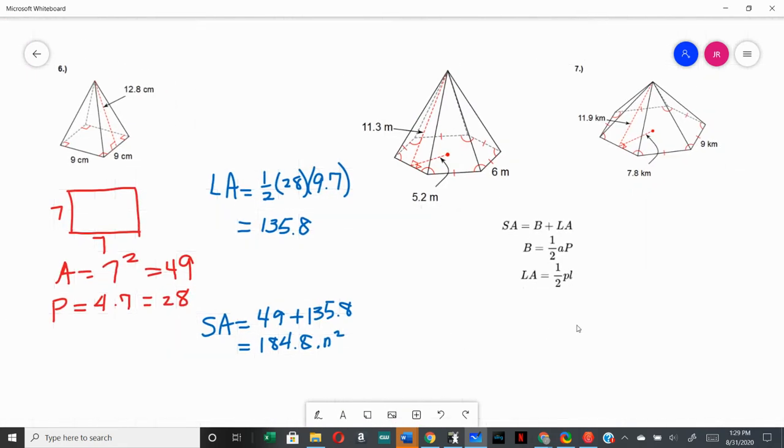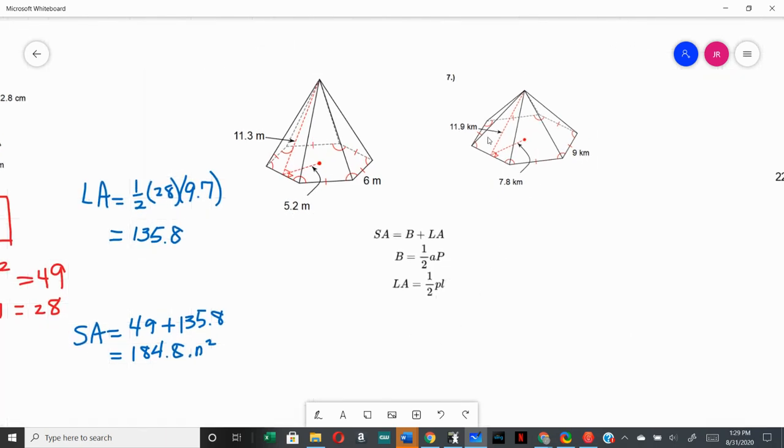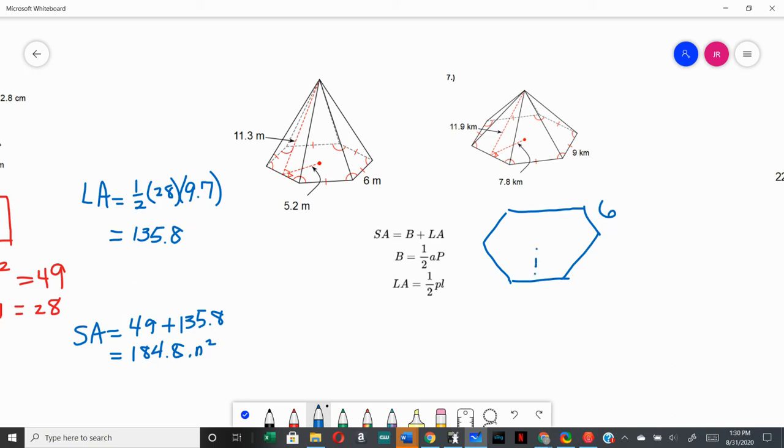All right, so here's another pyramid, but it's a little different. It is a hexagonal pyramid, which means the base is a hexagon. So I've got to go back and do something similar to what I did with number 3. I've got to pull that hexagon out, and I've got to know the size. The sides are 6, and my apothem right there is 5.2. So again, I've got to know two things: the perimeter and the apothem. I can use those to find the area of my base and my lateral area.